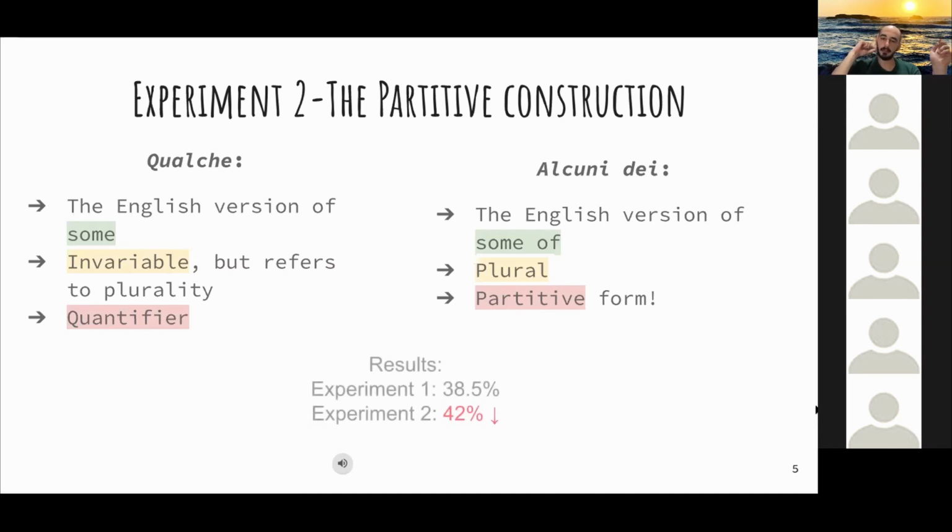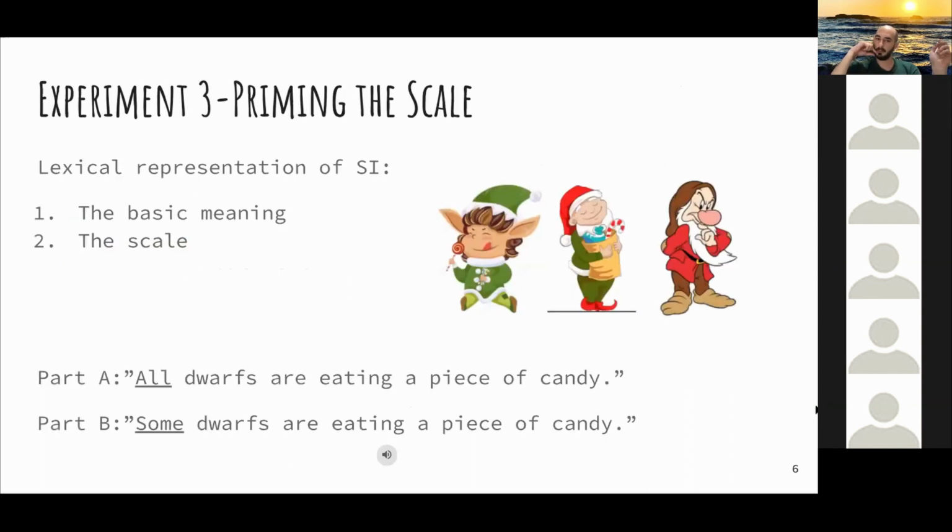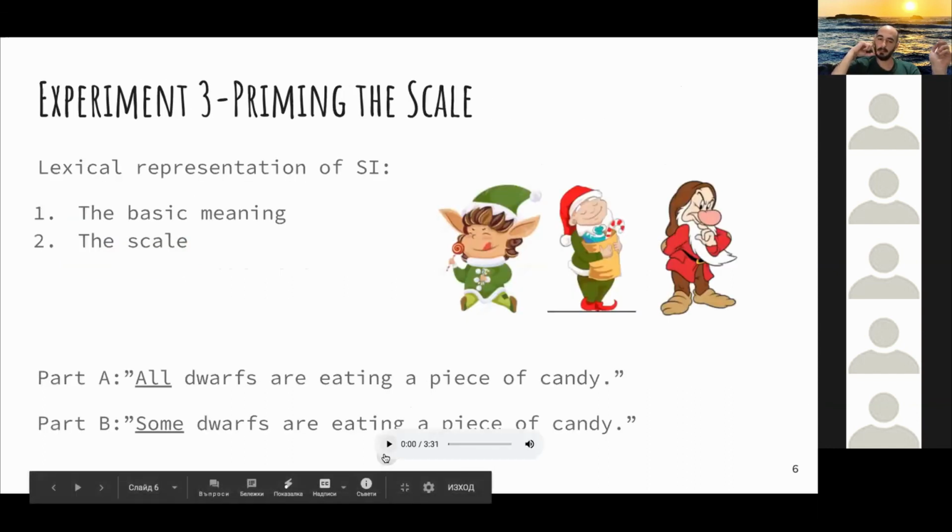The results were quite surprising. There was an absence of any improvement between the first and the second experiment. So the children were not helped by the partitive construction form, and they couldn't better and more often reject the under-informative description. Okay, and up to the third experiment, last one by Eva.